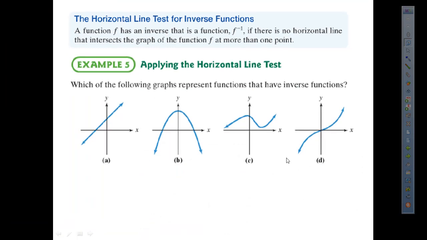Now, be careful. It has to pass both tests to be one-to-one.